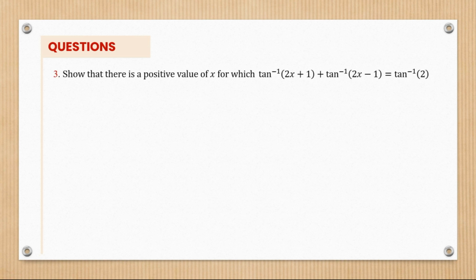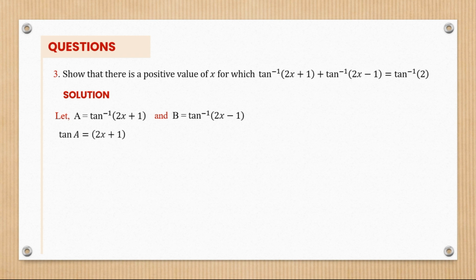Alright, so question number 3, we're being told to show that there is a positive value of x for which tan inverse of (2x plus 1) plus tan inverse of (2x minus 1) is equal to tan inverse of 2. So we're going to follow the same steps. This is also another case where we just have to find the value of x. So we're not proving here, we're just solving for x. We're going to let a be equal to tan inverse of 2x plus 1, and we can let b be equal to tan inverse of 2x minus 1.